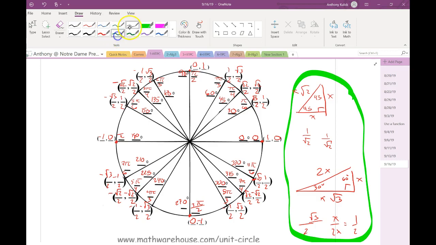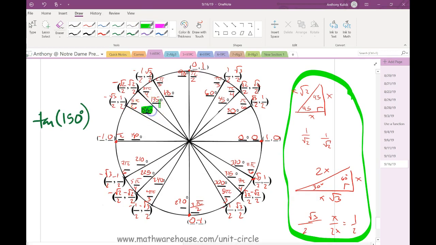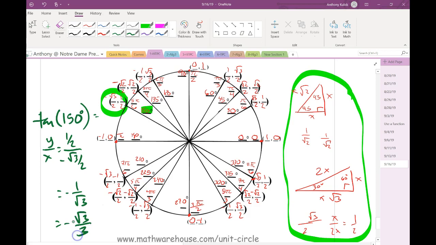So for example, if I wanted, say, tangent of 150, I'd go to 150, and then use the fact that tangent is equal to y over x to say tangent is 1/2 over negative square root 3 over 2, which simplifies down to negative 1 over the square root of 3, or negative square root 3 over 3.